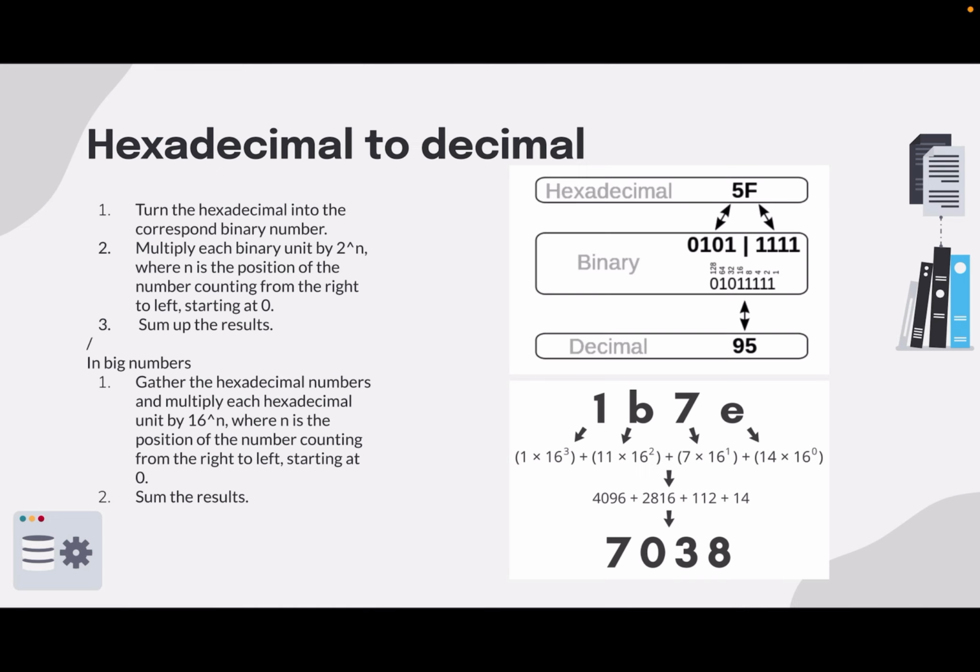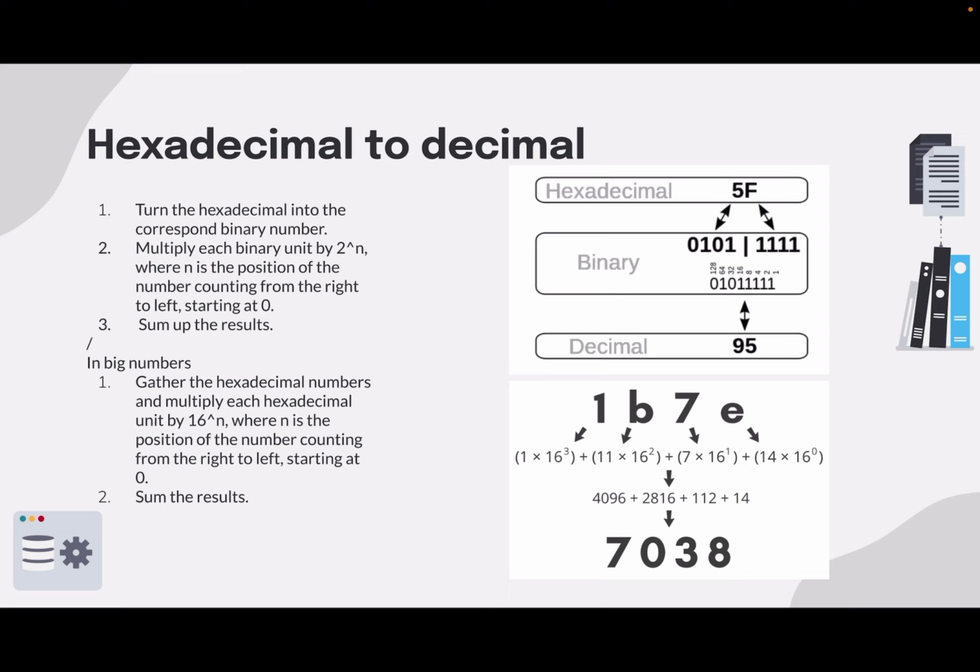Hexadecimal to decimal. How to turn hexadecimal into decimal? There are three ways. The first one is when the hexadecimal number is only 1 digit, where you can turn it into the decimal number easily.